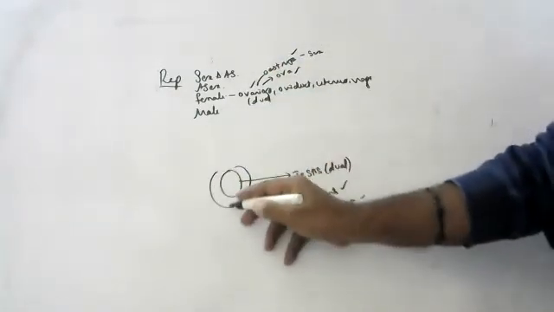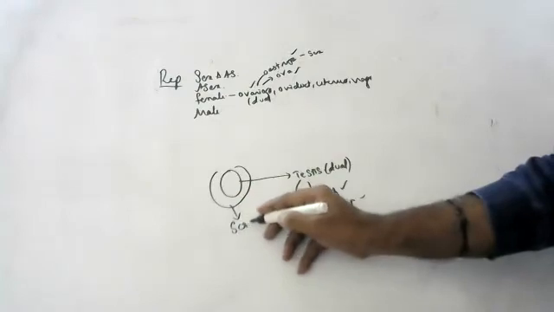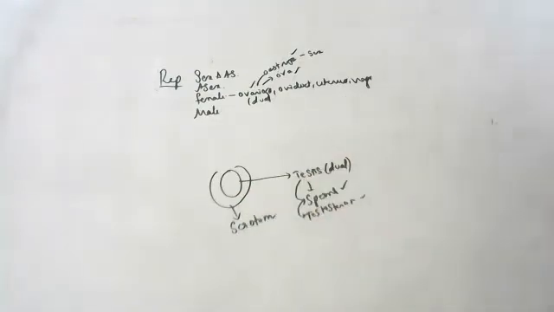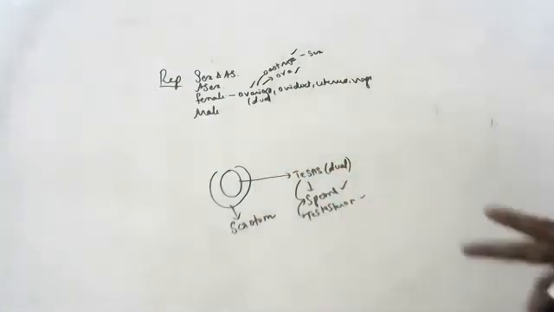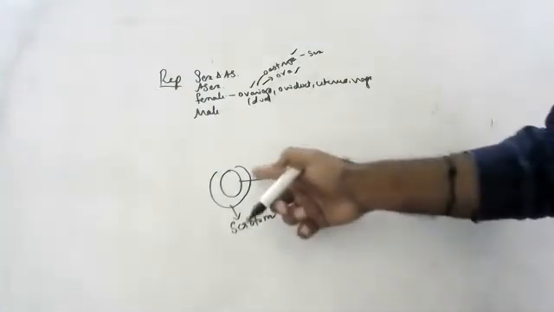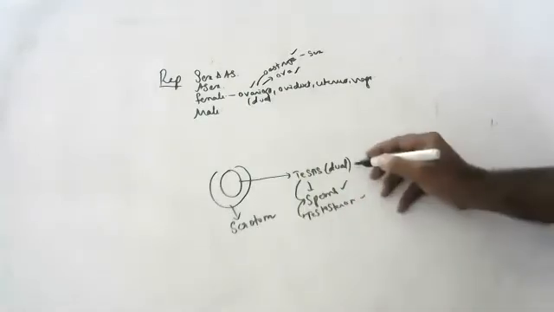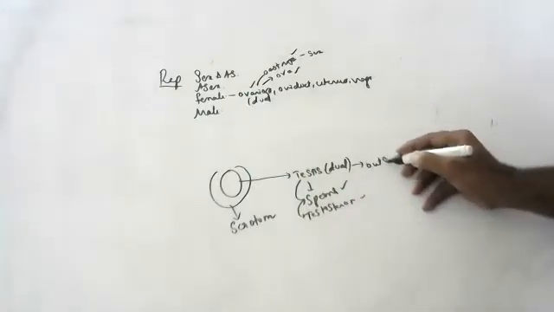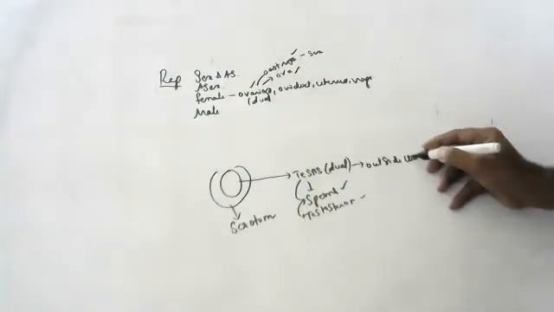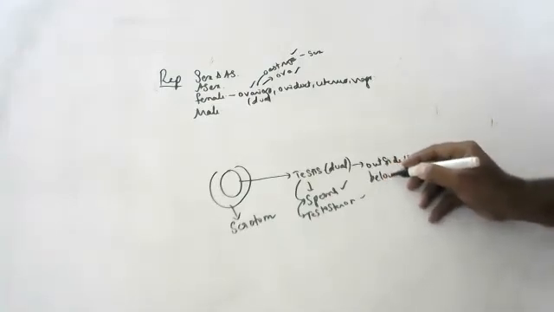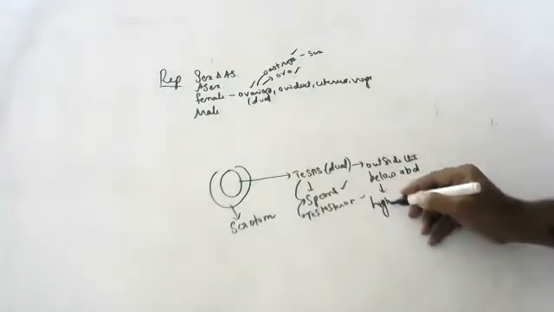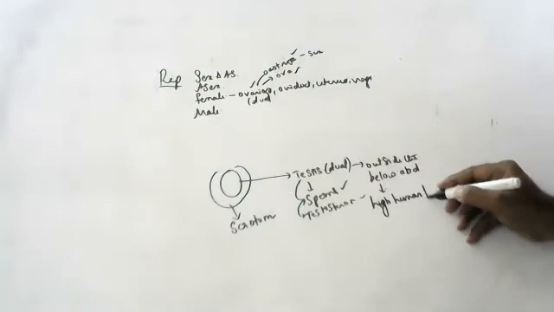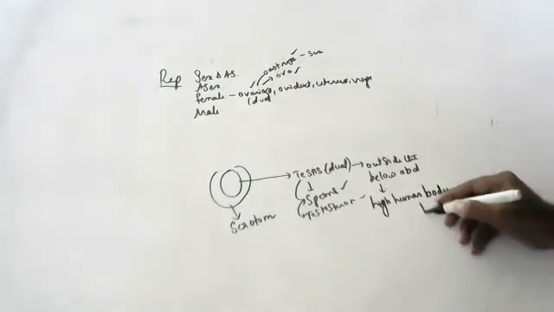These testes are held in a sac-like structure called the scrotum, which encloses the two testes. Drawing the side view, children, the two testes are kept in the scrotum. Testes are present outside and below the abdomen. Why, children? Because they cannot withstand the high human body temperature.